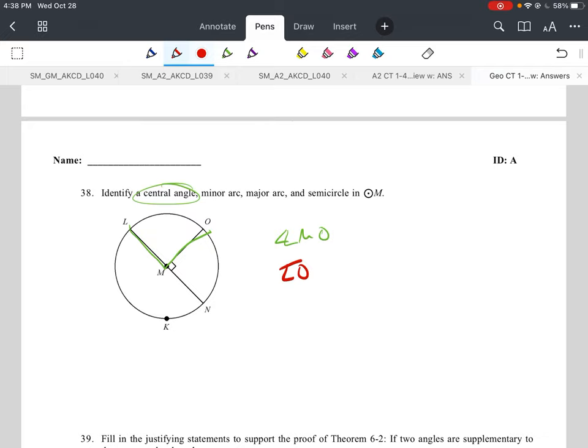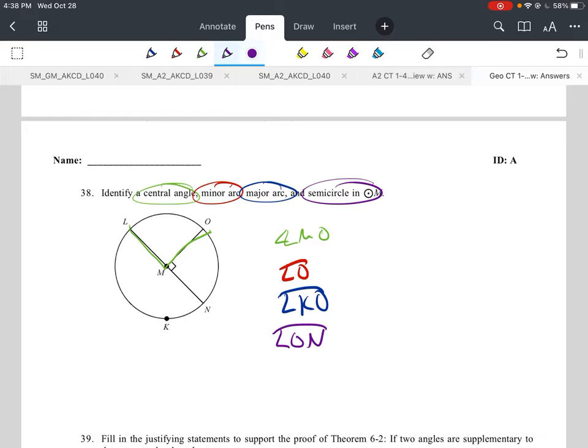All right, a major arc would be, let's see, LKO. Okay, it's got to go over 180. And the semicircle, the last one, is going to be semicircle, just use LN, or LON if you want to do it that way. Three always makes it a little more clear. Okay, so if you have 3 points, or LKN would have been fine as well, okay? 2 points, you could be talking about two different things, so it's better to use three on a major or semicircle, okay?